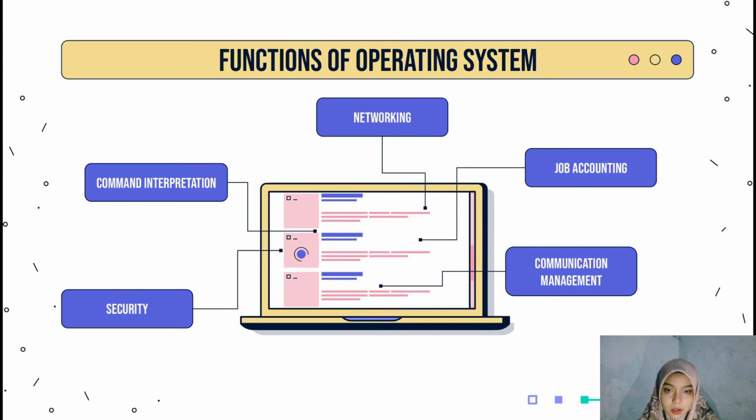Networking. A distributed system is a group of processors which do not share memory, hardware devices, or a clock. The processors communicate with one another through the network. Job accounting, keeping track of time and resources used by various jobs and users. Last, communication management, coordination and assignment of compilers, interpreters, and other software resources to the various users of the computer system.